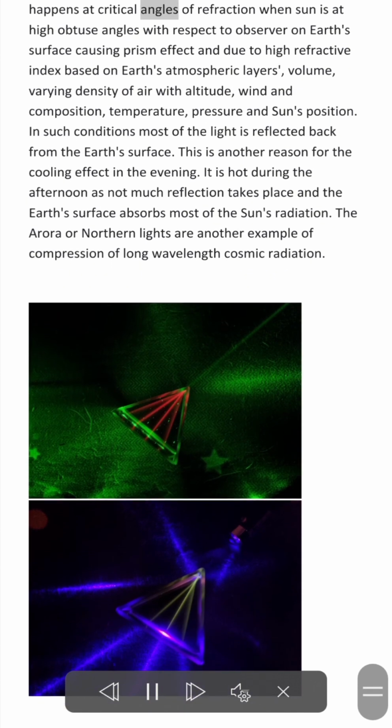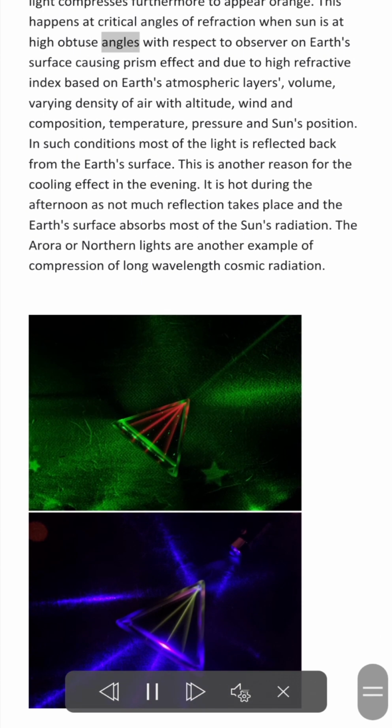This happens at critical angles of refraction when the sun is at high obtuse angles with respect to the observer on Earth's surface, causing a prism effect and due to high refractive index based on Earth's atmospheric layers, volume, varying density of air with altitude, wind and composition, temperature, pressure, and the sun's position. In such conditions, most of the light is reflected back from the Earth's surface. This is another reason for the cooling effect in the evening.